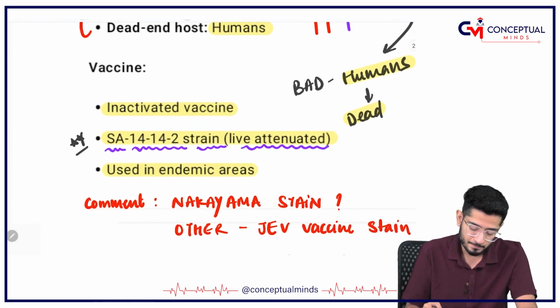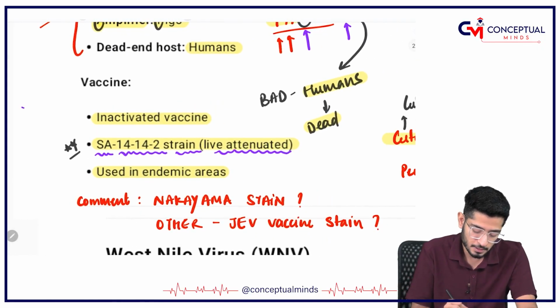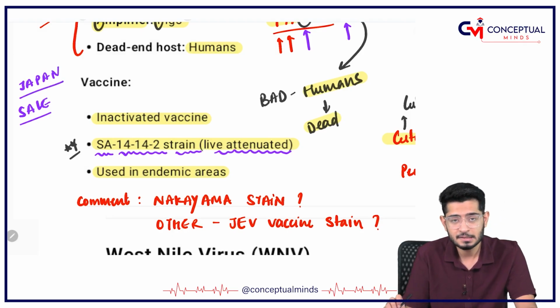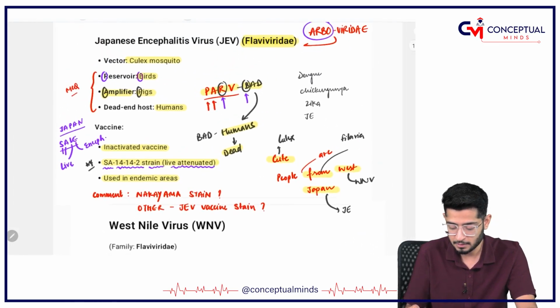Okay, right? So the mnemonic to remember is very simple. Even Indian moms can go to Japan if they come to know that there is a sale going on. So sale means SA, L for live attenuated, E for encephalitis, and yes, Japan is there, the mnemonic.